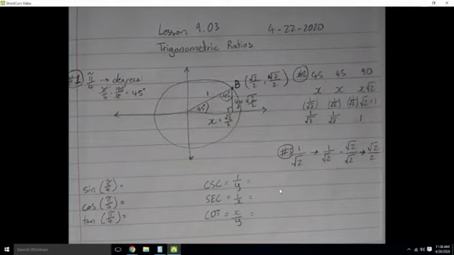Here on the screen, you can see the Think About It section for Lesson 9.03, Trigonometric Ratios, for April 22nd, 2020. Please make sure that you, at this time, have your notebook out and you have your heading up and you put in the correct date and everything is good to go.